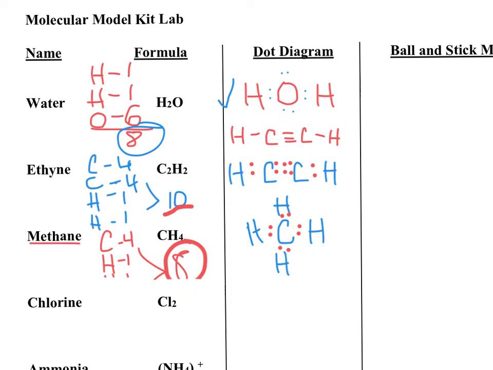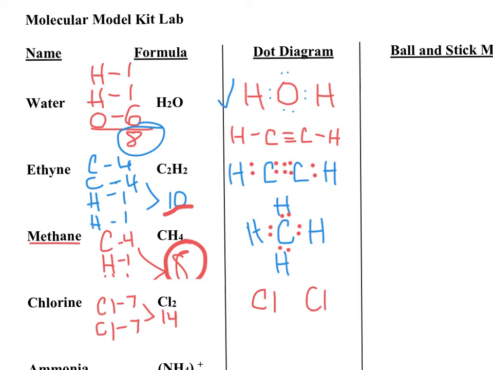I erased a little bit from the previous to make room, but we've got chlorine. Chlorine is 2 chlorines actually bonded together. Now, chlorine's in group 17, so it has 7 valence electrons. And 7 plus 7 gives you 14. So that means we're dealing with 14 electrons.